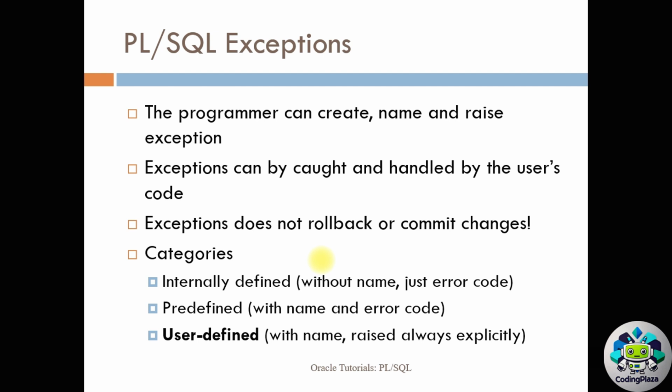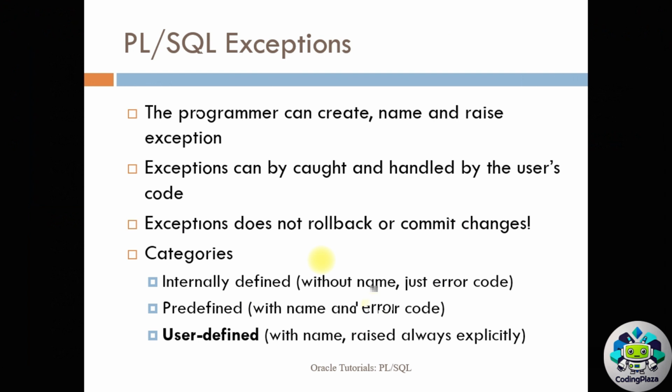Okay. Exceptions can be caught and handled by the user's code. That's called explicit exceptions. And an exception does not roll back or commit the changes. An exception will never do that. So it will be handled. Then categories. There are three different categories: internally defined, without a name, just an error code, like SQL 000 and so on; predefined, with a name and error code; and user defined. I'll show you some of the error codes given by Oracle itself.